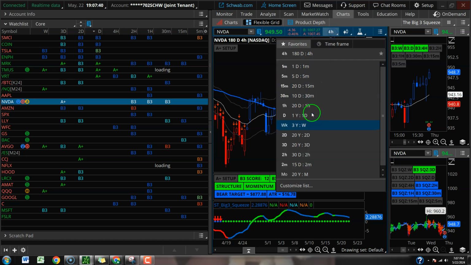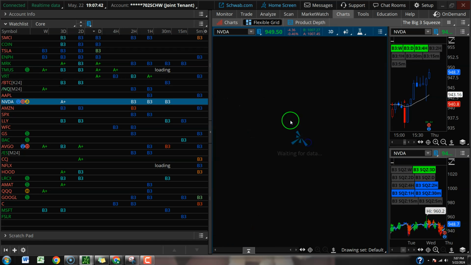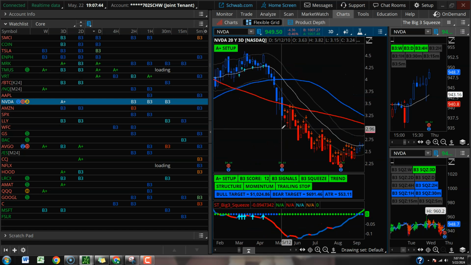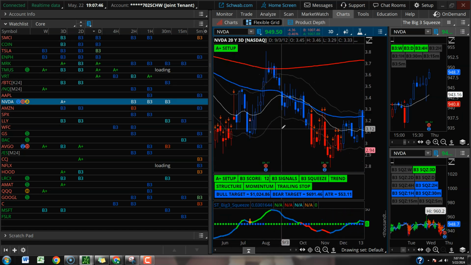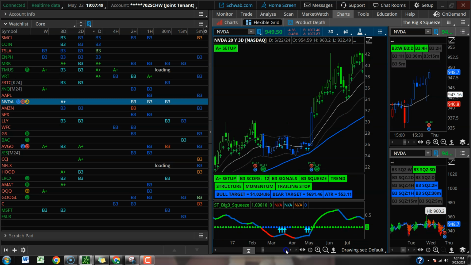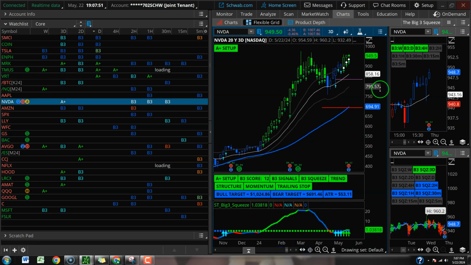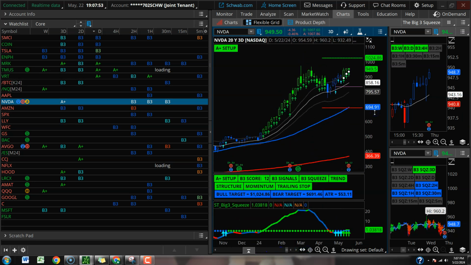Let's go take a look here at NVIDIA, which as of today's recording, just announced earnings, and they're gapping up about $50. Let's go see that 3-day squeeze. And she is a beauty. Above our trailing stop, squeeze, buy signal, bull trend, structure, momentum, the perfect score at 12. And funny enough, they are gapping it up to the squeeze target. Trades around $1,007 here in the after hours.